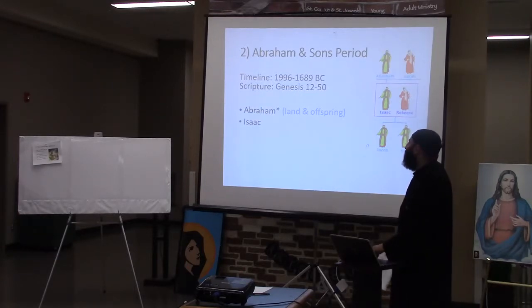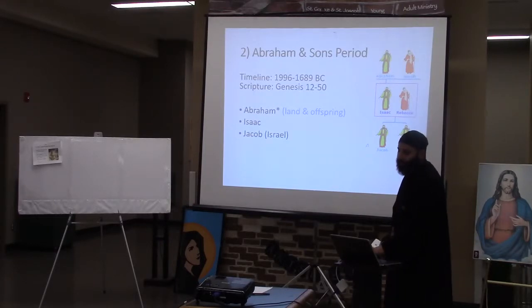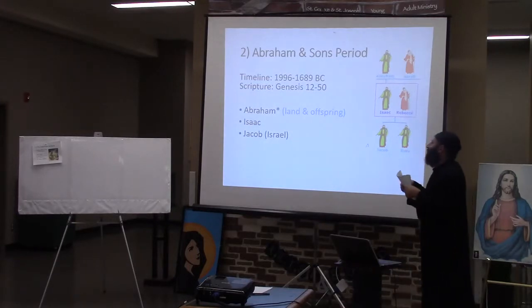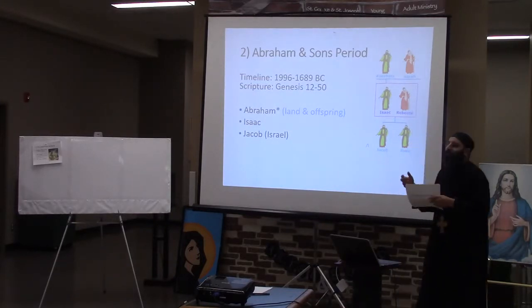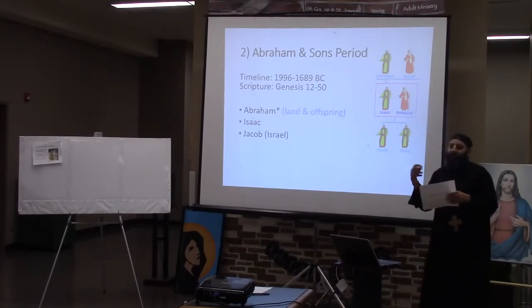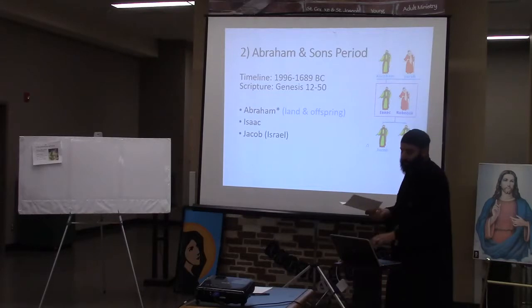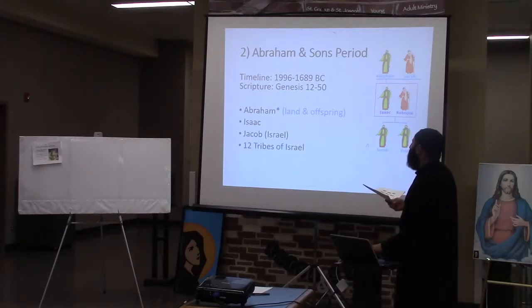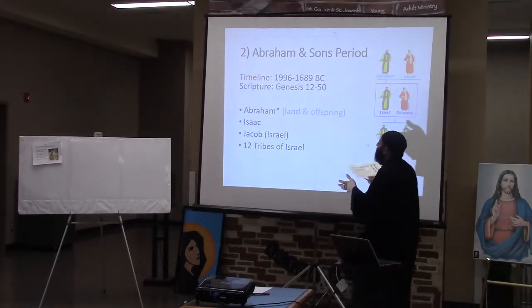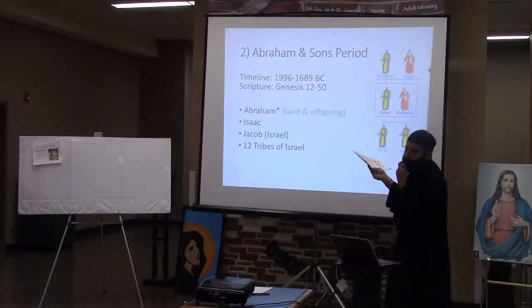And then his son Isaac was born in his old age, according to the promise. His name means laughter, because Sarah laughed when she was about to give birth to him in her old age. And then there's Jacob, who also received the name Israel. Jacob in the beginning was a deceitful man, and he wasn't straightforward. By the end of his life, God worked with him and changed him, and he was given a new name, Israel. The 12 tribes of Israel are basically the offspring of Jacob, or Israel.